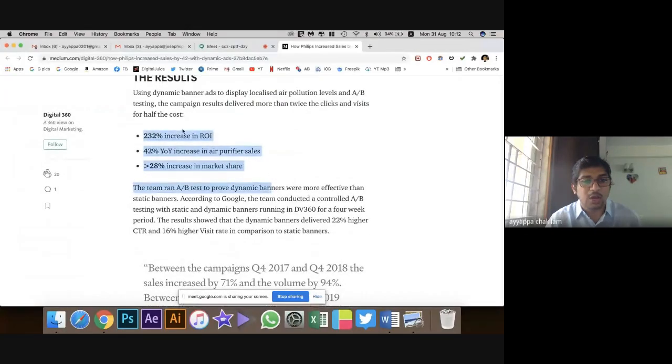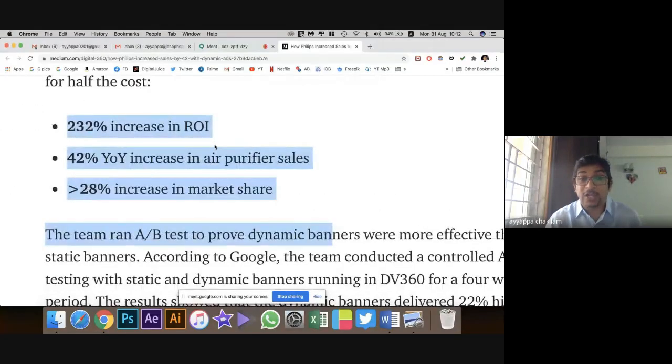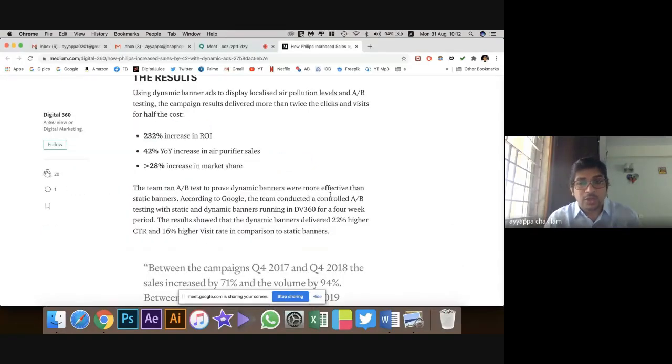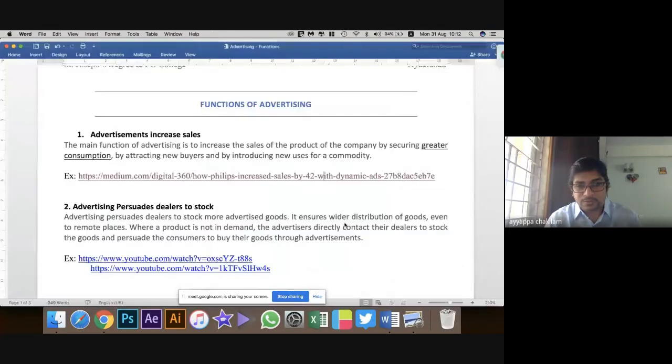232% increase in ROI, 42% year-on-year increase in air purifier sales, 28% increase in the market share. So advertisements really help companies to increase sales by running effective ad campaigns. So you can read this article later.